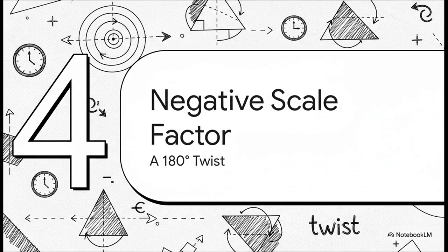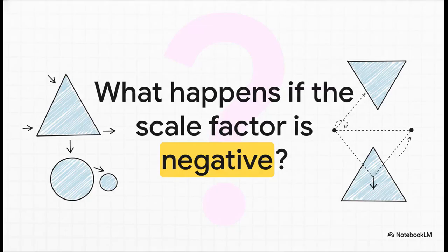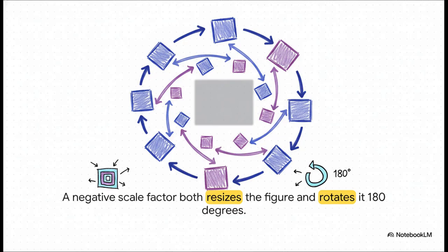Okay, so far so good, right? It's all been pretty straightforward. But now, let's throw in a little twist. What do you think happens if our scale factor is negative? We know what positive scale factors do. They make things bigger or smaller. But what would a negative one do? Something like, say, -1/2. This is where things get really interesting.